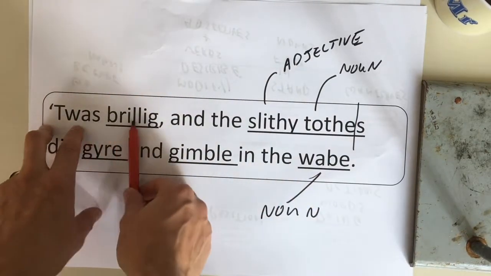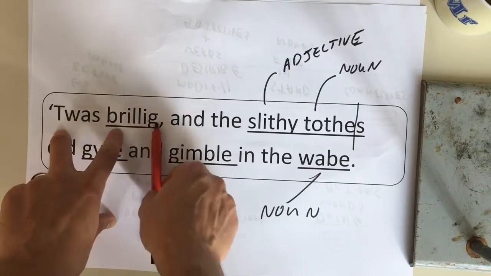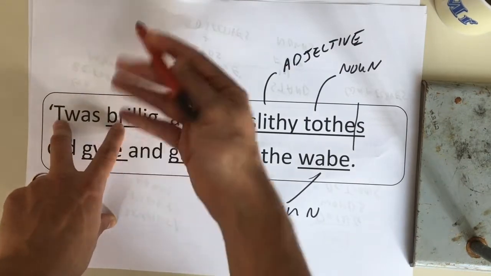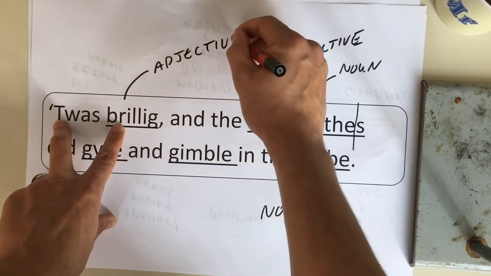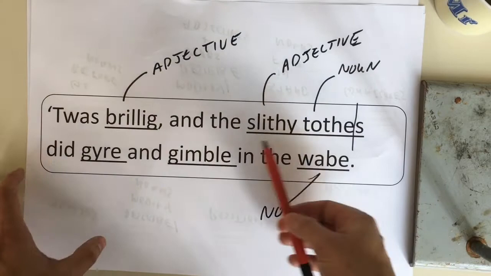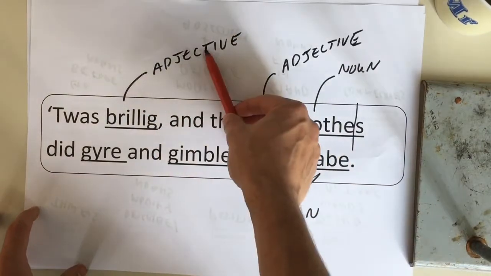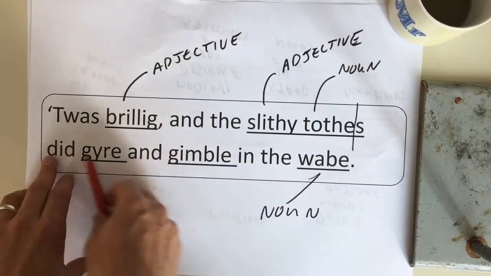Similarly here, it was brilliant, it was awesome, it was amazing. We can replace this word with anything else, and all of those other words would tend to be adjectives. It was brilliant. What was it like? It was great. It was lovely. It was nice. They're all describing words. They're all adjectives.